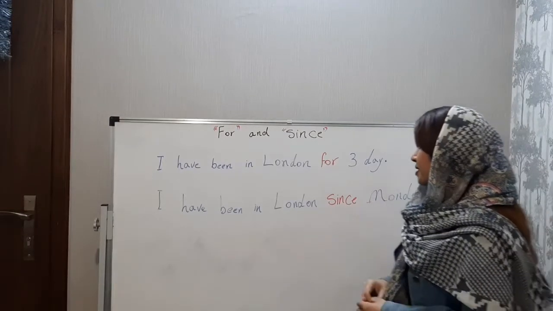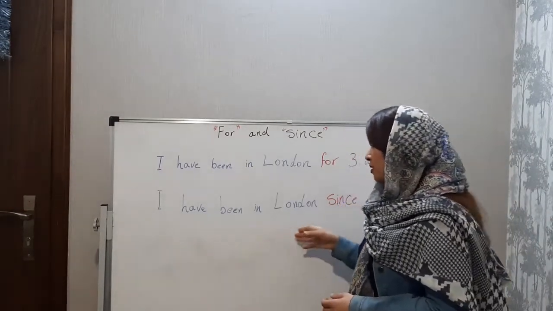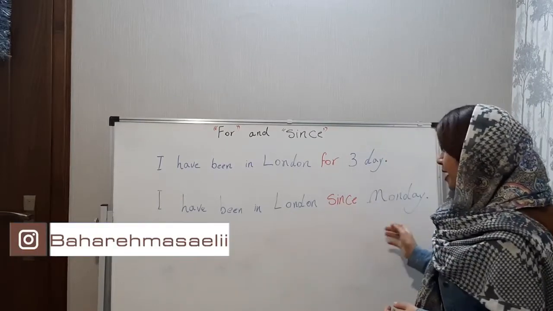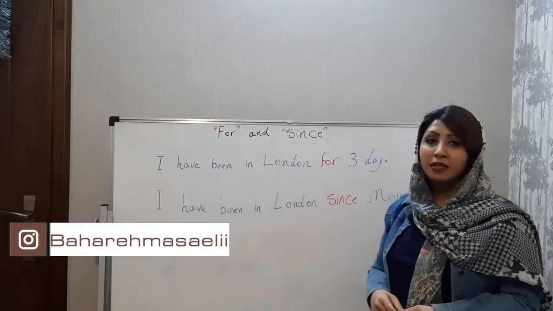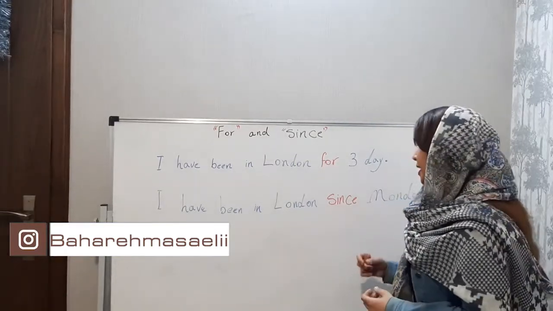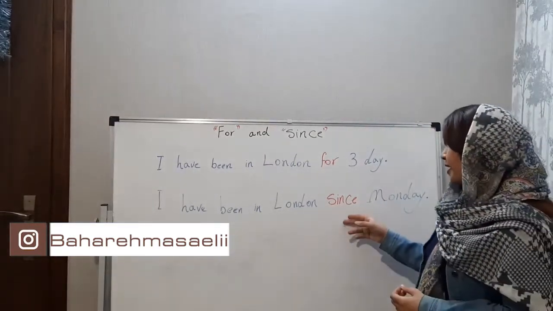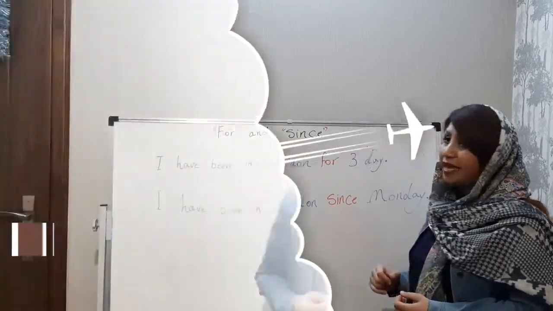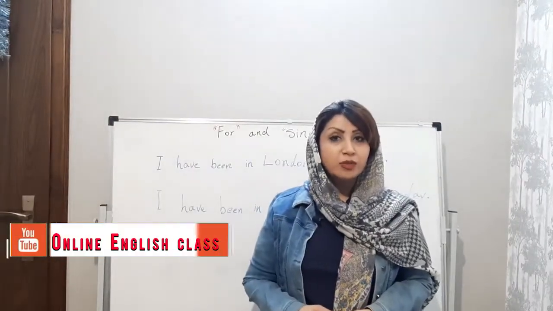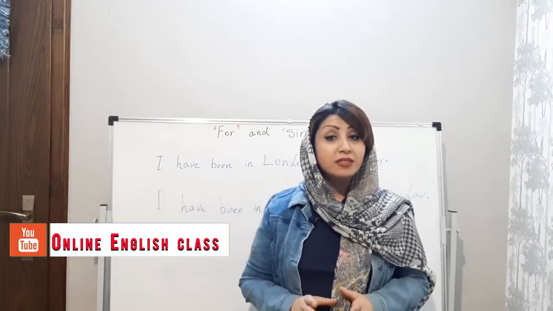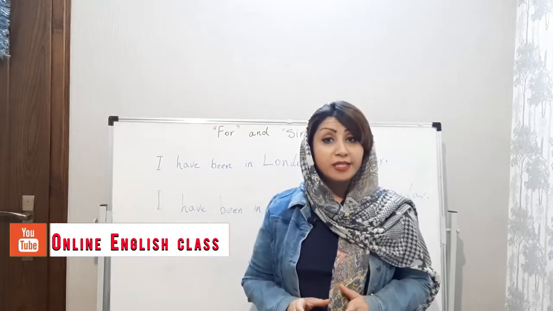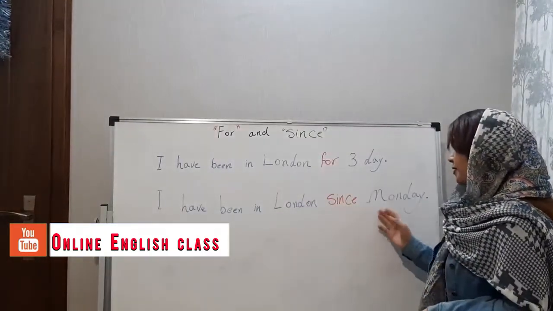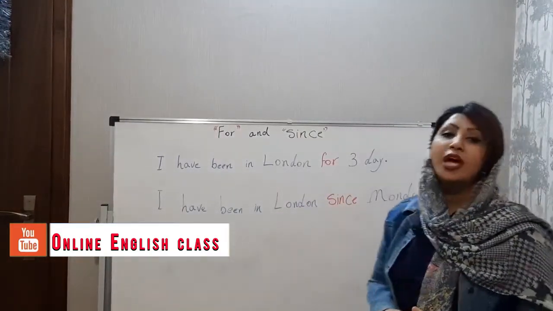And the next sentence: I have been in London since Monday. Here, as you see, I write "since" and I said Monday. I want to say something about since. Since shows a point in time. Here, Monday is a point in time.